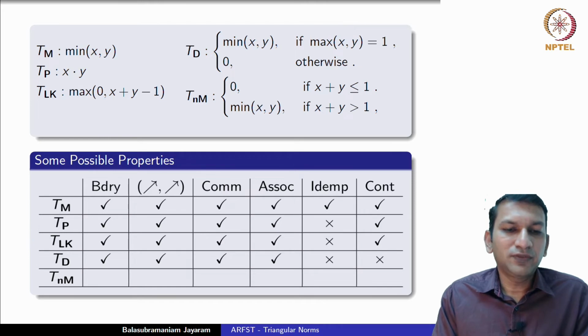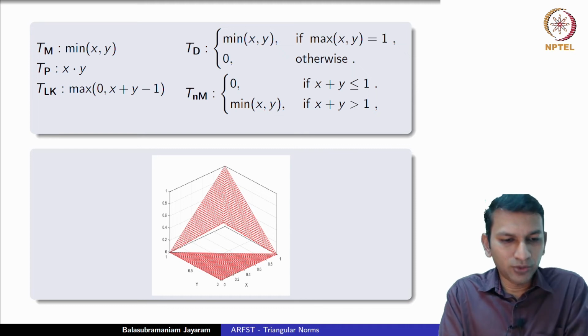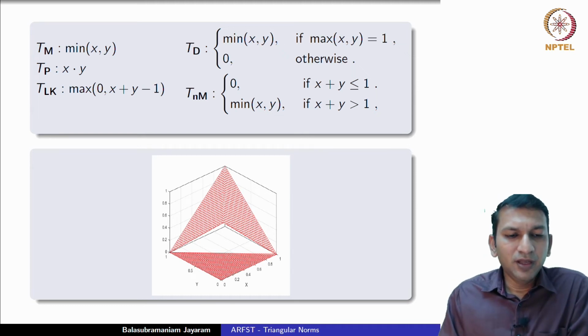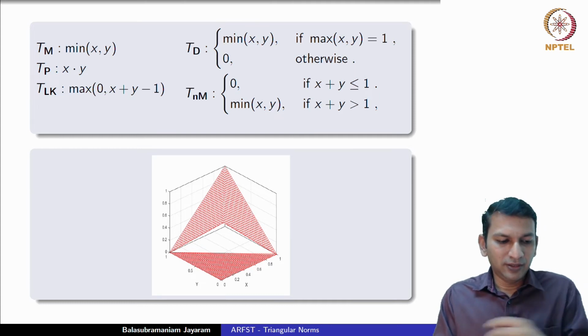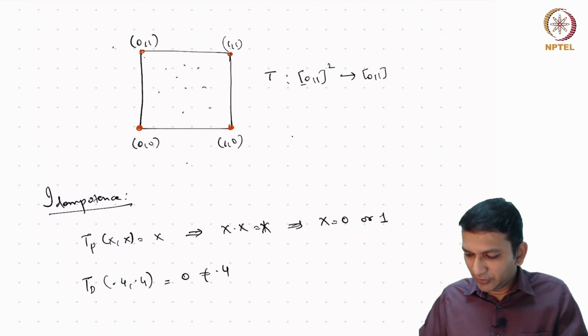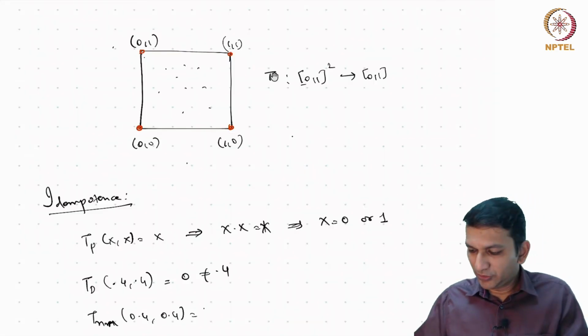Now, what about the last function that we have there? Let's look at its graph. This is how it looks like. Now, once again, you will see that it is not continuous. Essentially, you are seeing that it has gaps there, and also that it is not idempotent. In fact, for the same value of 0.4, if you look at it, you see from the definition 0.4 plus 0.4 is less than or equal to 1, so it is 0, which means it is 0 and not equal to 0.4.